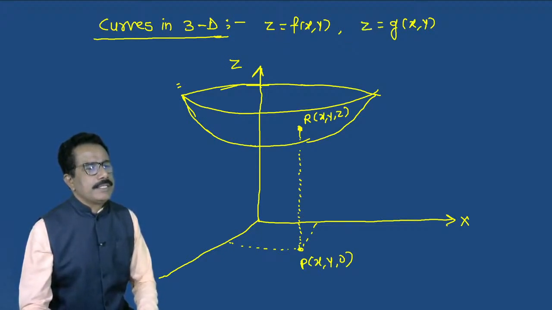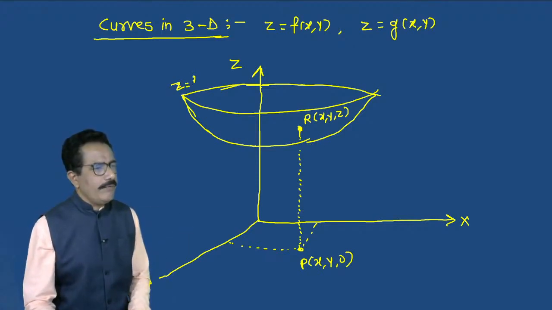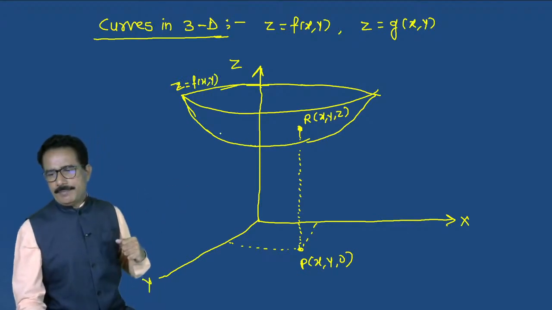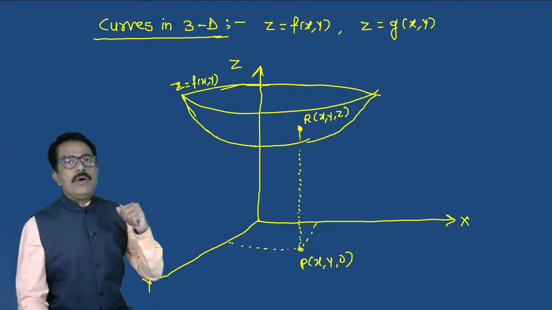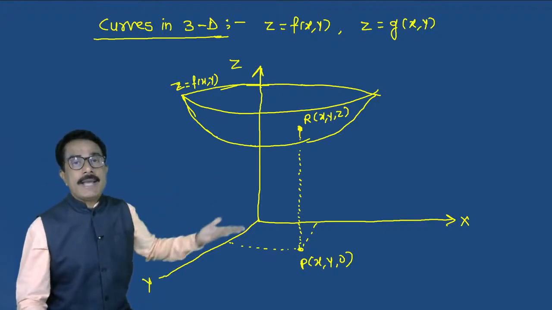Suppose z is equal to f of x comma y. This is the first function, which is the surface. Now I am going to explain the concept of a curve in 3-dimensional geometry.